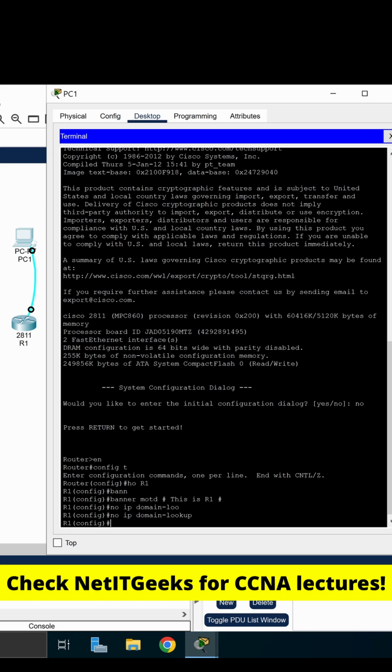So these are the few commands that I always use before setting up a CCNA device during a lab exam, unless the lab exam explicitly states not to do so.